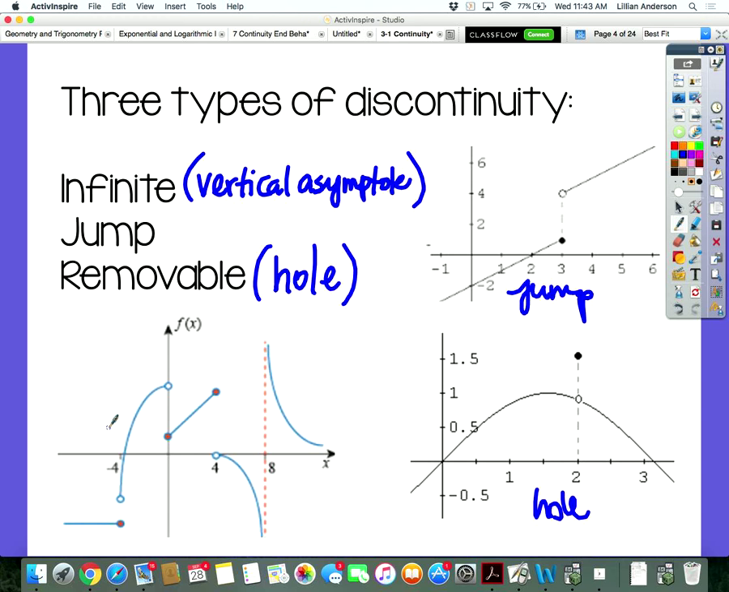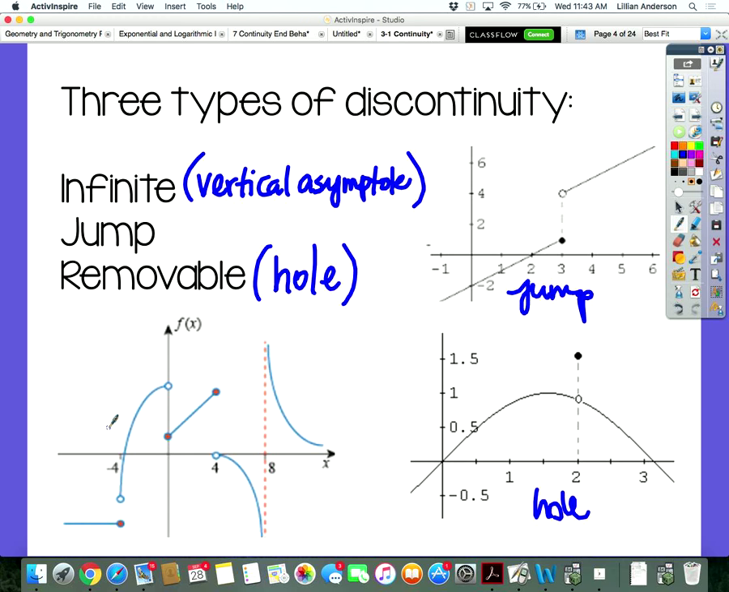Now clearly this function right here has another discontinuity. What other discontinuity does this function have, besides infinite? It does have a jump discontinuity. Very good. Think about your parent functions. Don't look back, think about them. You just took a test, so this should be fresh in your mind. Are all of our parent functions continuous functions? Raise your hand if you can tell me one of them that's not continuous.